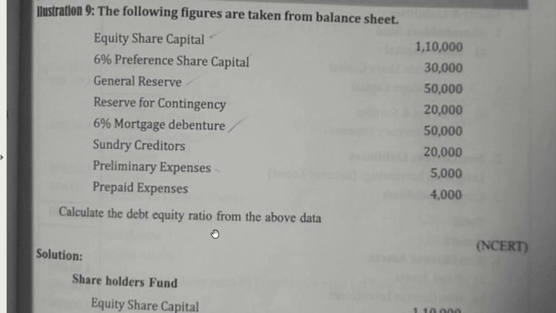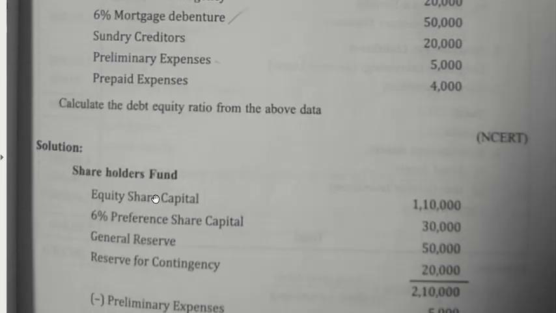So what long term debts do we have here? We have 6% mortgage debentures, that is your long term debts. And what is your shareholders fund? Equity share capital, preference share capital, general reserve for contingency. All this will come under your shareholders fund. And we have preliminary expenses incurred in the initial period, which is 5,000. So you'll minus this in order to find out your shareholders fund. The sundry creditors and prepaid expenses are your current liabilities.